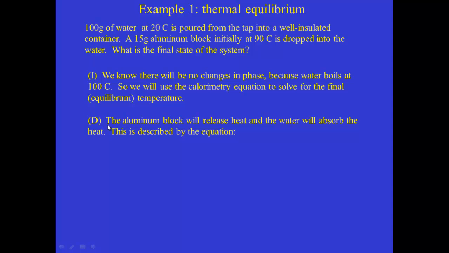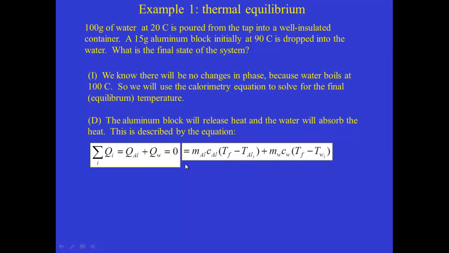Then, developing a plan, the aluminum block releases heat because it's hotter than the water, and the water absorbs the heat. So those two terms will be added together to give 0. And this heat transfer is described by the equation, right? Add up all the heat transfers, all the thermal energy transfers, and that tells us that the Q released by the aluminum, because it's the hotter object, plus the Q absorbed by the water is equal to 0. And if we put in expressions for those two, they will include the final temperature of the system, and then we can solve for it.